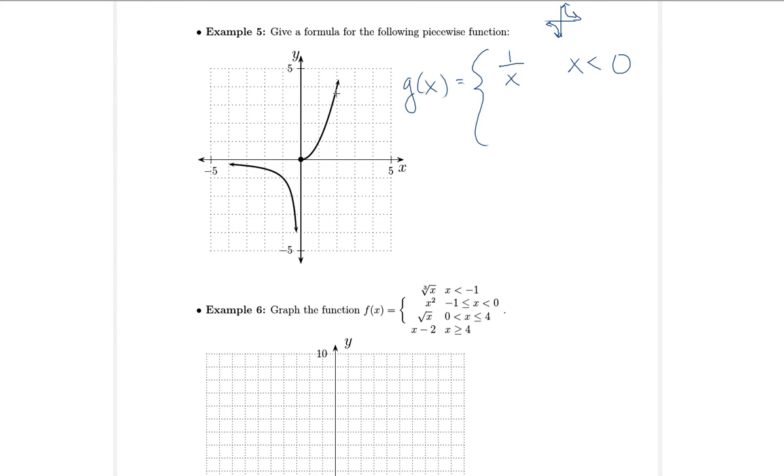And then this, okay, when I go over 1, I go up 1. When I go over 2, I go up 4. That looks like it's a y equals x squared graph. And this time, I'm allowed to be at 0, so I say x is greater than or equal to 0.